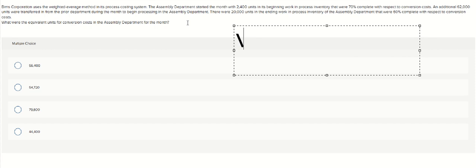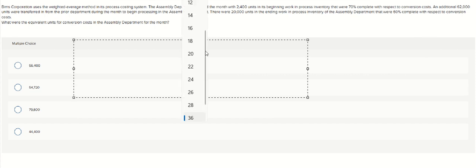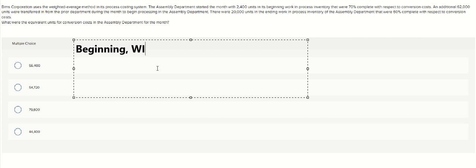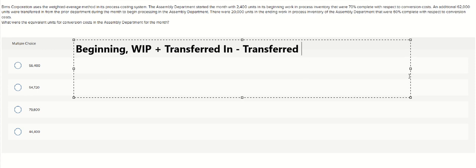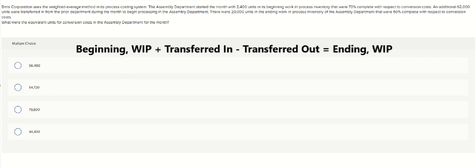So the formula in here, we have beginning work in process plus transfer in minus transfer out equals ending work in process. Now we have the numbers in here. The first one we have 2,400 transfer in during the period, that is about this number in here.